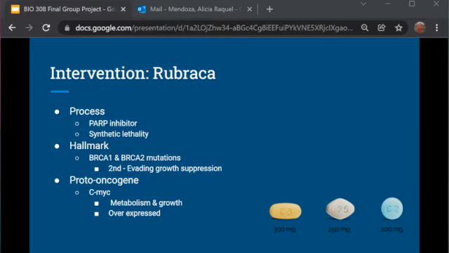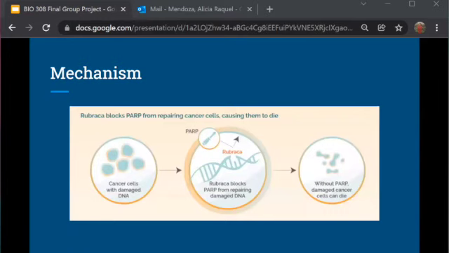The hallmark we identified was evading growth suppression, and the proto-oncogene we identified was c-Myc, which is responsible for metabolism and growth, and it's highly overexpressed. This is just a picture to depict the mechanism. So we have the damaged DNA cancer cells, and Rubraca comes in and prevents the repair of single-stranded DNA, forcing the cell to undergo apoptosis when it tries to replicate.